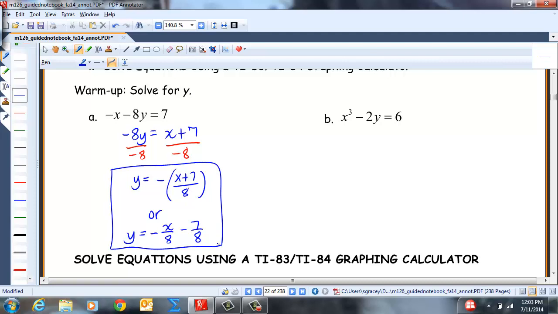Okay, next up, part B. Again, we're going to be moving the x term on the other side. So if I subtract x cubed from both sides, I'll get negative 2y is negative x cubed plus 6. Dividing both sides by negative 2, or multiplying through by negative 1/2, we will have y equals, and in this case, I'm just going to write it as distributing the negative 2 through these two terms. So we'll get x cubed over 2 minus 3.